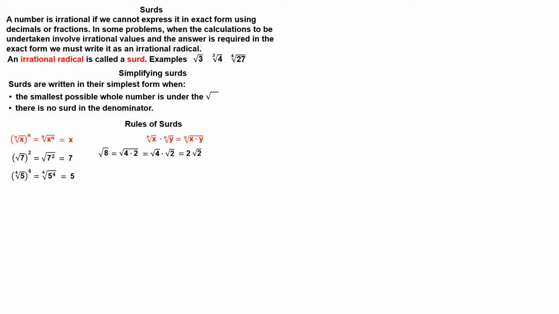The cube root of 3 times the cube root of 18 is the same as the cube root of 3 times 18. 18 is 2 times 9. 3 times 9 is 27, and the cube root of 27 is 3. Therefore, the cube root of 3 times the cube root of 18 is 3 times the cube root of 2.